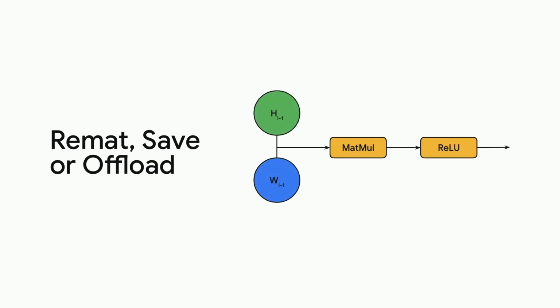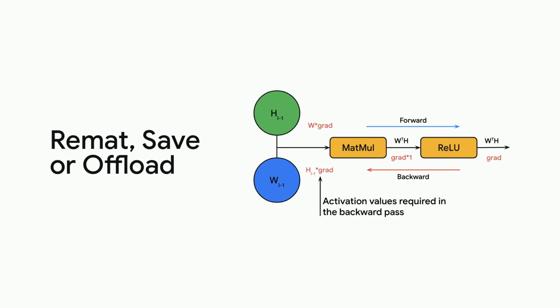True. Let's take a look at this small graph. Here, H is the activation from the previous layer. W is the weight of this layer, and W transpose H is going to the ReLU activation. Now let's follow the backward pass. We notice that the gradient of W requires H, that is the activation value. And now we see why activation is needed in the backward pass. And in the simplest setup, these activations are just stored in the accelerator memory.